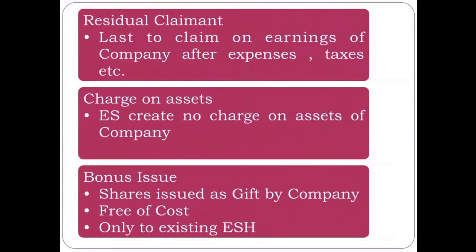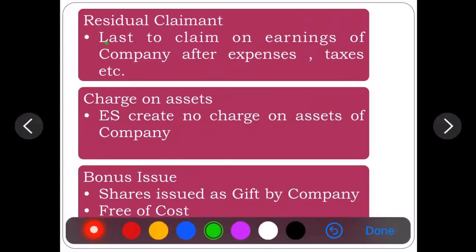Talking about the next set of features, residual claimants, where residual means bacha kucha. Equity shareholders, being the real owners of the company, are the last one to get anything, or in fact the last one to claim anything. Whatever income the company gets, the company first does all the basic expenses, pays taxes, fills the stomach of preference shares through giving preferential dividend, and if anything is left, they give it to the equity shareholders. That means equity shareholders are the last to claim on the earnings of the company. That's why we call them residual claimants.